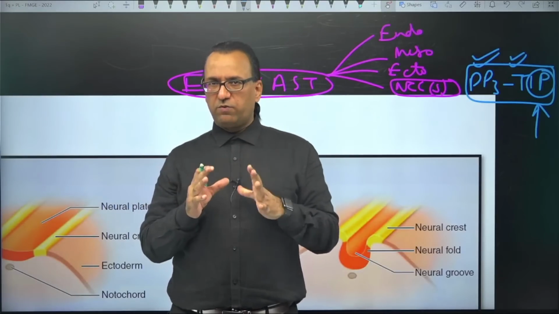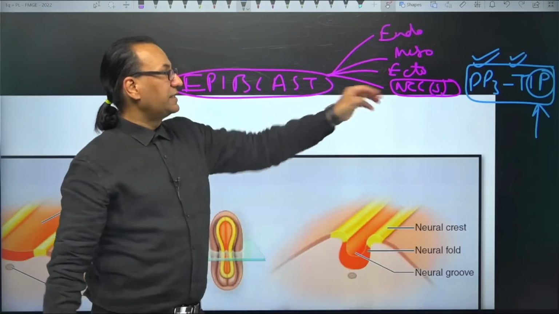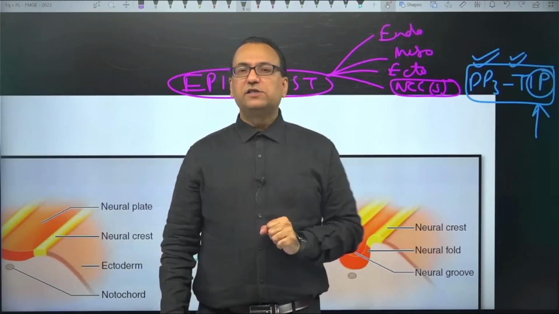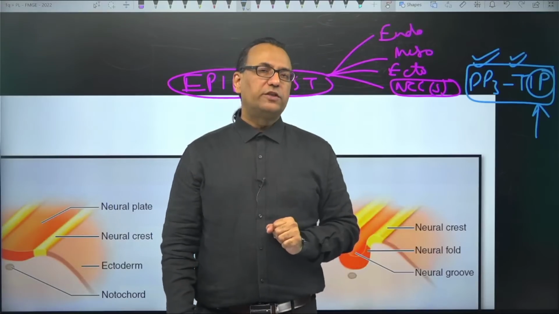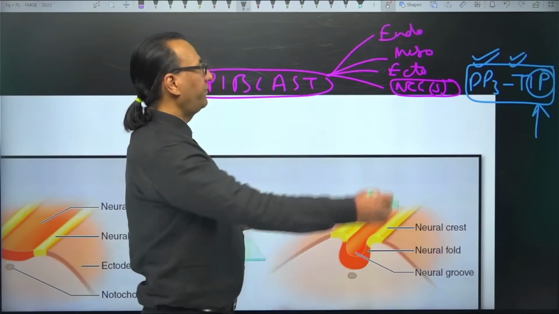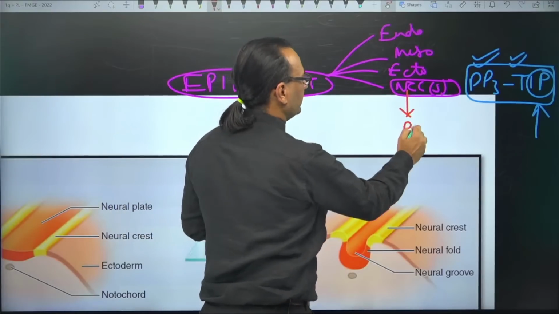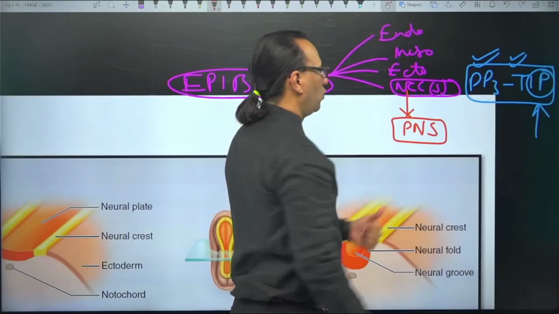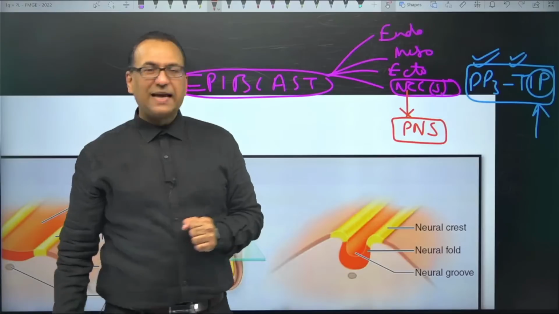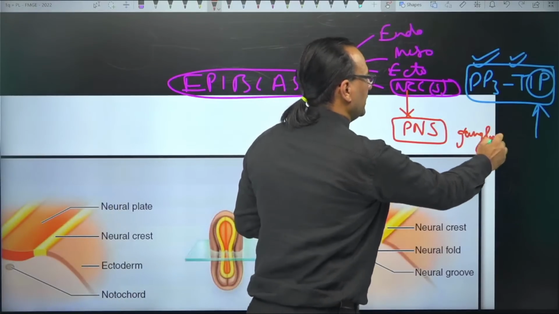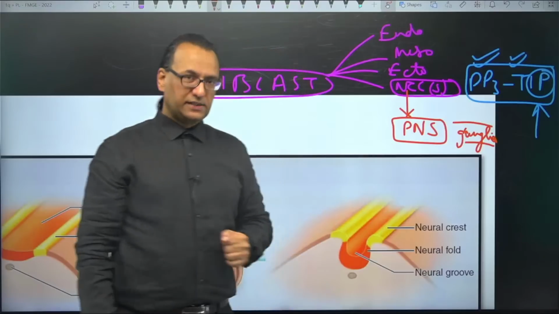At this moment, what I wanted you to understand is neural crest cells are important at various places. One is to form the peripheral nervous system also. Now, if neural crest cells are important to form the peripheral nervous system also, what do you include there? Ganglia. So ganglia are mostly from neural crest cells.